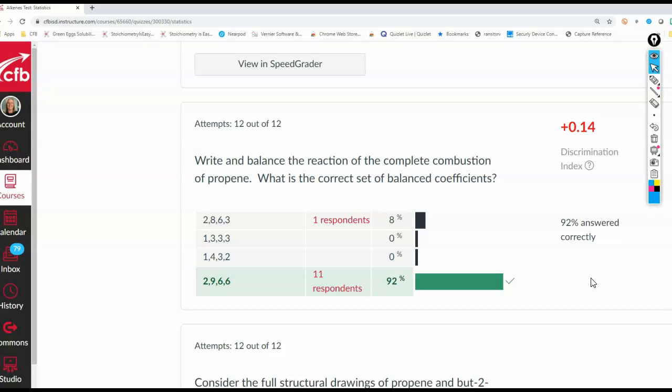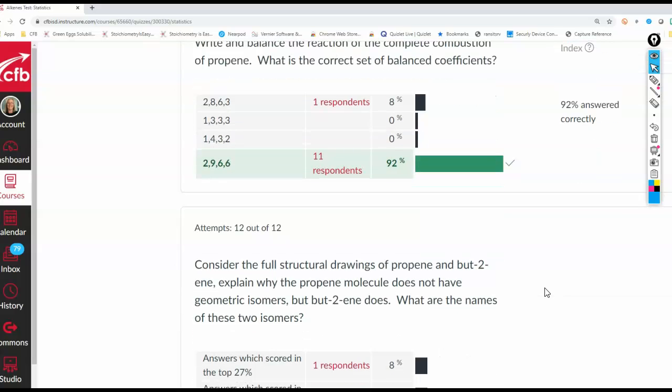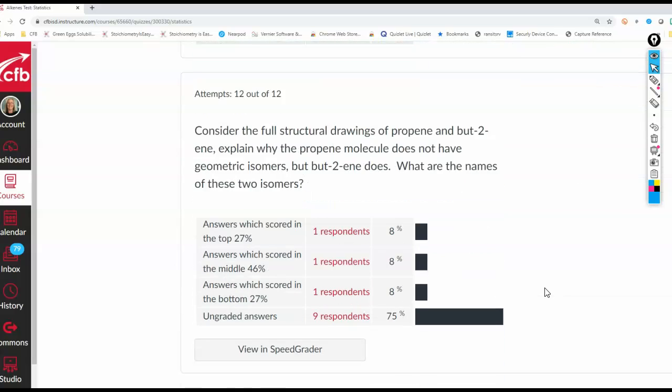plus O2 yields CO2 and water, and then being able to balance that correctly led us to 2966. If you have questions about balancing, we're going to have to do that in tutorial time.